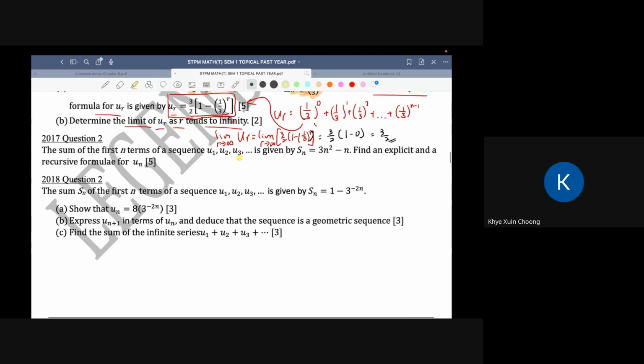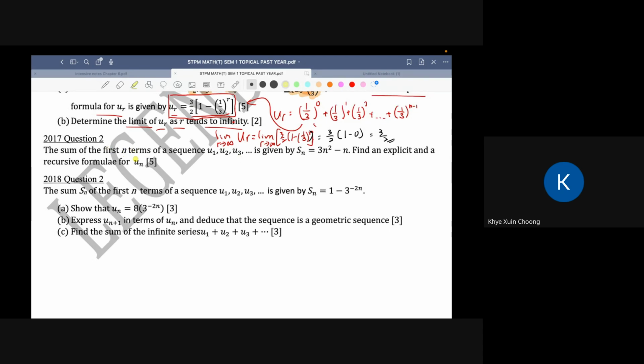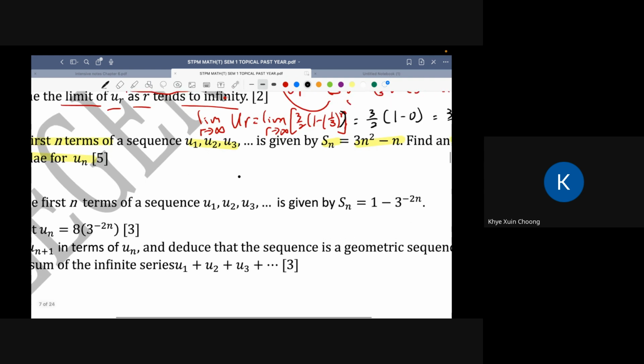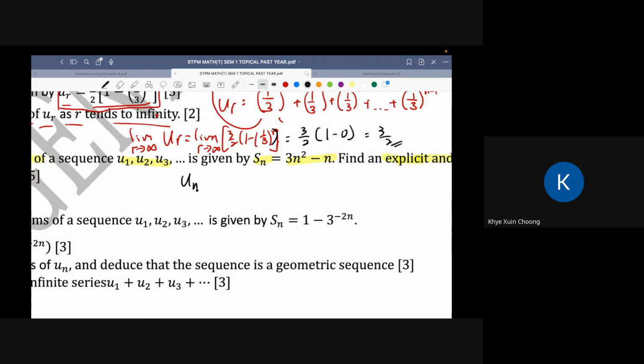So if you see the next year, 2017, the sum of the first n terms of the sequence U1, U2, U3 is given by Sn equals to this. Find an explicit and a recursive formula for Un. How to do? It gives you Sn. This is another type of question. If you have Sn, you want to find Un, it's actually very easy. The formula is Un equals to Sn minus Sn minus 1. Remember this formula.